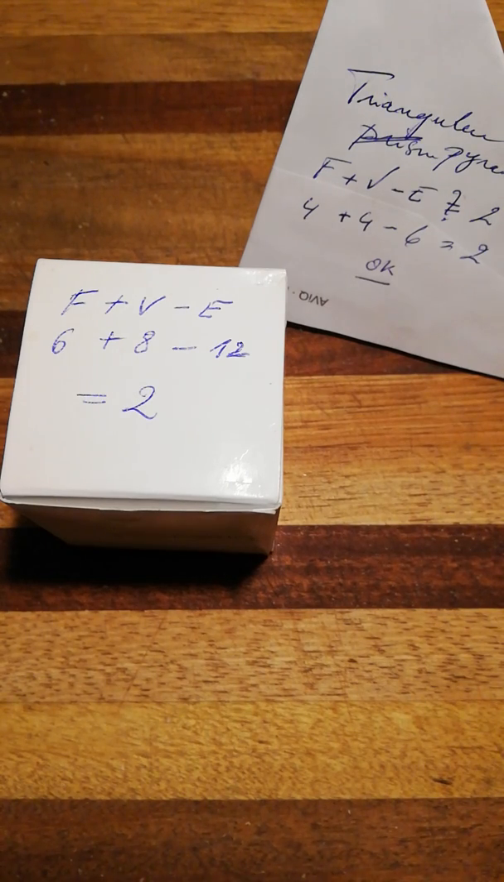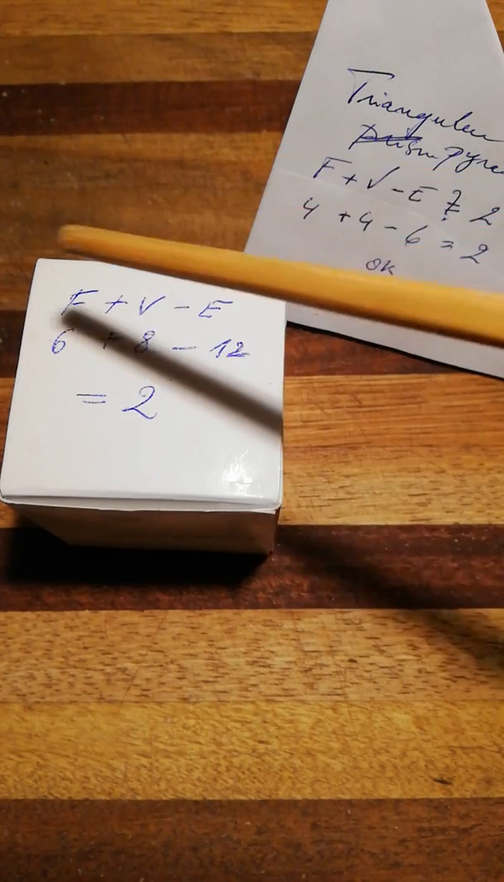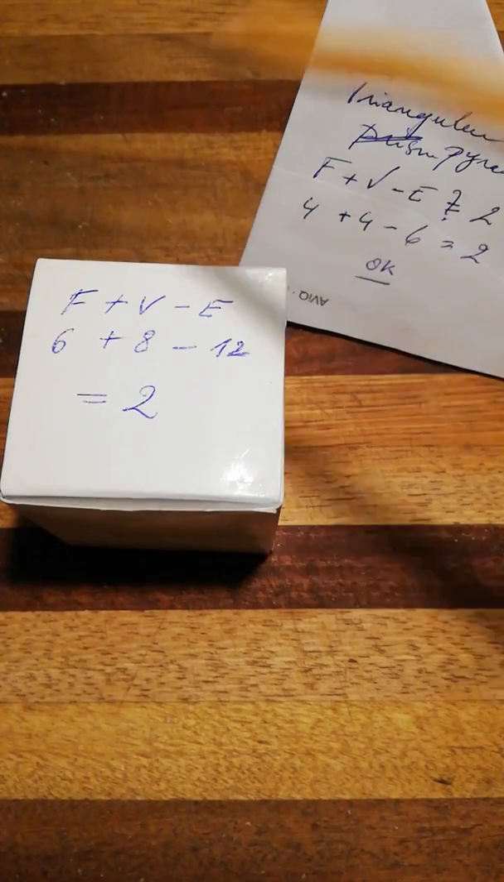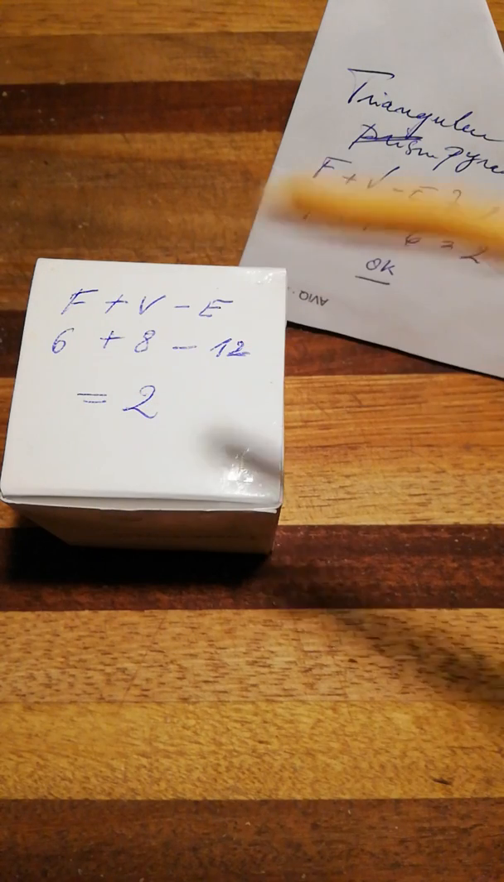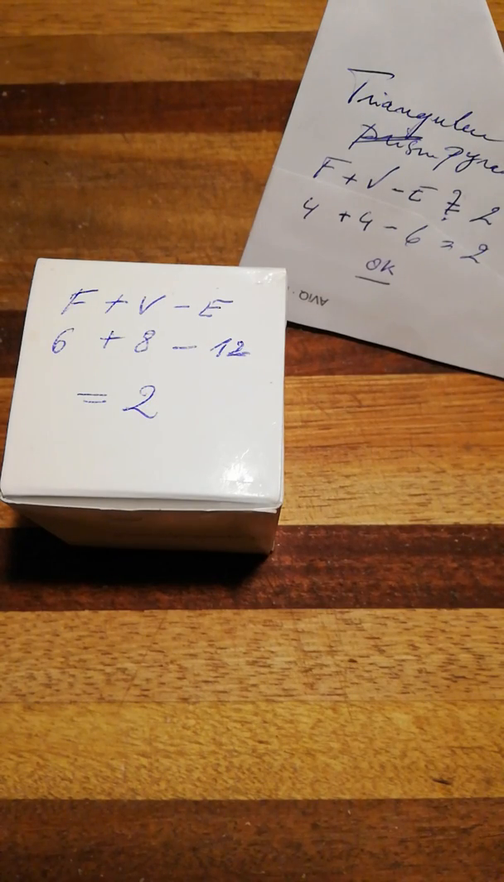Well, what does the F plus V minus E mean? I will show it on a cube because it will be easy to do that. The F stands for the number of faces, and I wrote it down here for the cube. You have 6 faces on the cube. You can easily check that for yourself. I don't have to explain that.